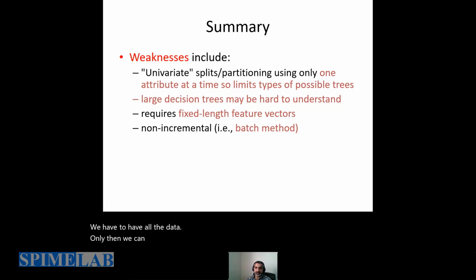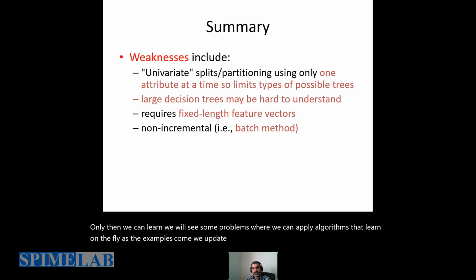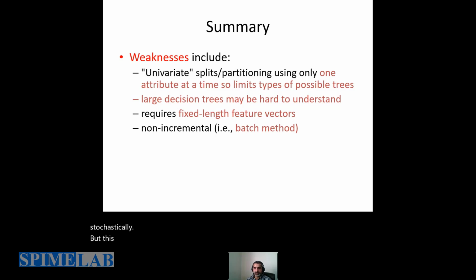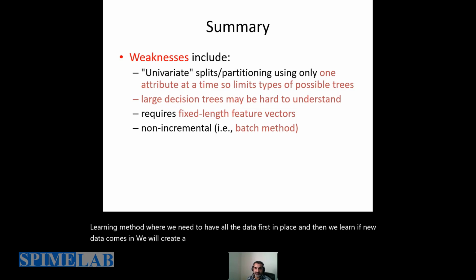We will see some problems where we can apply algorithms that learn on the fly. As the examples come, we update the algorithm, and it learns incrementally, stochastically. The decision tree is a batch mode learning method where we need to have all the data first in place, and then we learn. If new data comes in, we will create a new tree. The old one will be discarded.